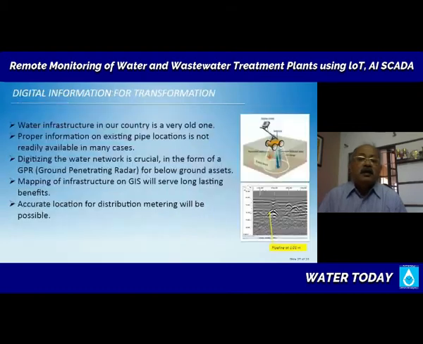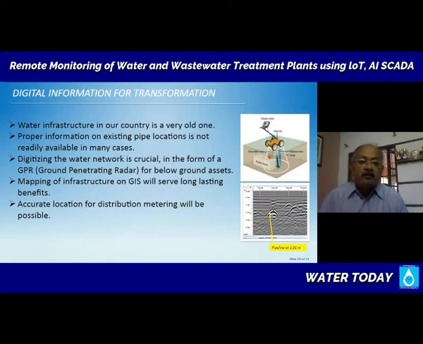And that digital information leads to the transformation that's required. This is the case of a GPR study, where a device is used to penetrate the ground with radar signals and then identify the infrastructure that is there. And this is all mapped. In the end, the final result is you get CAD files like DWG, AutoCAD files, which show all your pipes that are below ground.